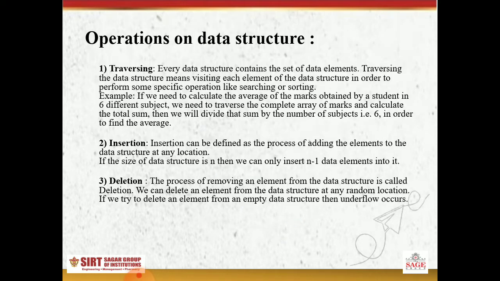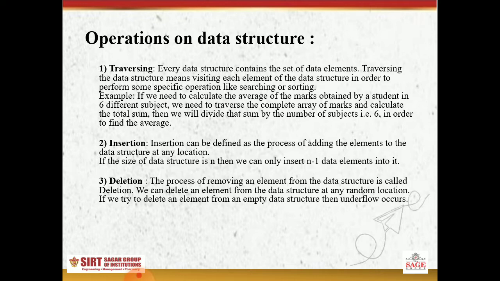Now, operations on data structure. There are so many operations, but we will just cover some important operations. Number one is traversing. Every data structure contains a set of data elements. Traversing the data structure means visiting each element of the data structure in order to perform some specific operations like searching or sorting.